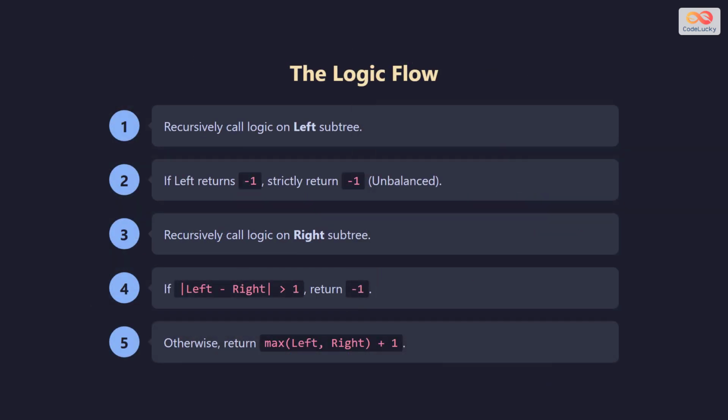Here is the logic. We recursively check the left subtree. If it returns -1, which is our error code for unbalanced, we stop and return -1. We do the same for the right. If both are balanced, we check the height difference. If valid, we return the current height plus 1. Otherwise, we return -1.